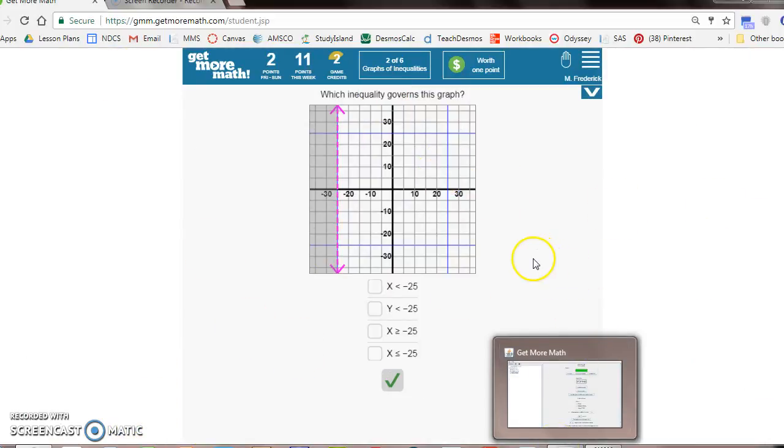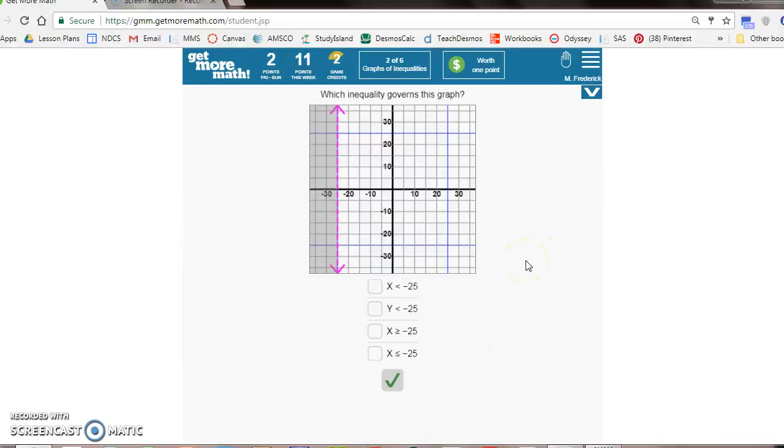Which inequality governs this graph? So here again, we see a line that is going straight up and down through -25 on our x-axis. So we know that we need to be in the form of x equals -25. We have a dashed line, so that tells us we are strictly less than or greater than, and all of the values shaded are less than -25. So our correct answer is x is less than -25.